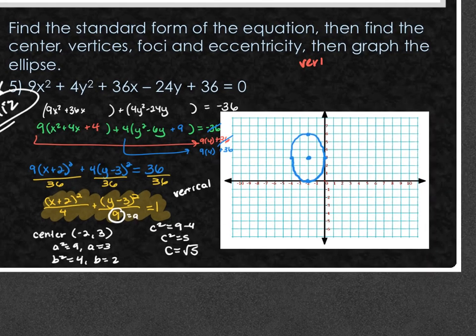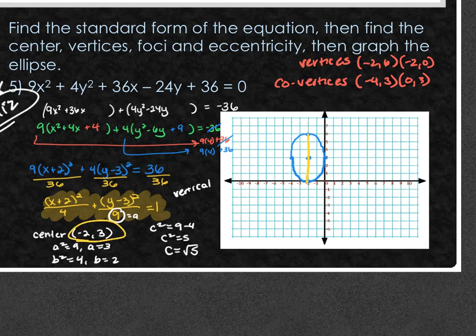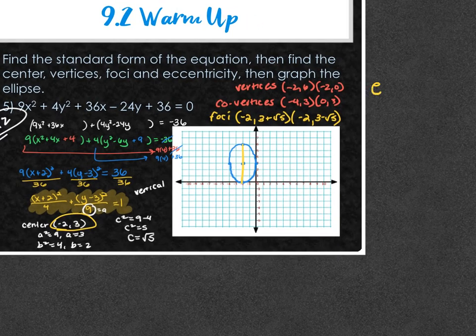So vertices: (negative 2, 6), (negative 2, 0). Co-vertices: (negative 4, 3), (0, 3). And for my foci, which are going to be on the major axis, I'm taking my center and I'm adding and subtracting the c from the y. So (negative 2, 3 plus root 5), (negative 2, 3 minus root 5). And the last thing it asks for is your eccentricity, which is c over a.